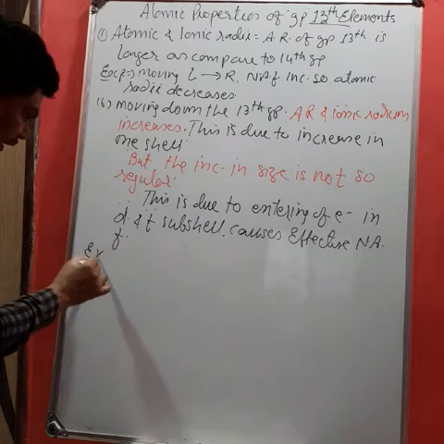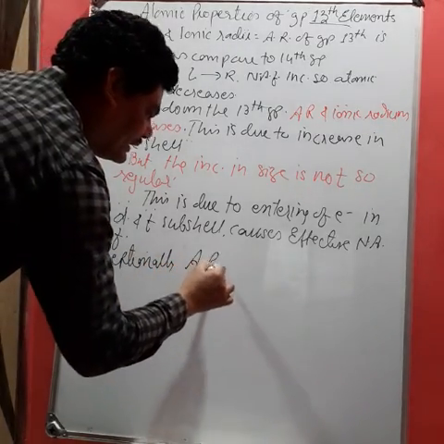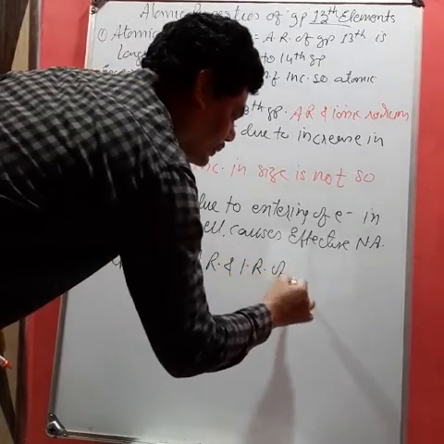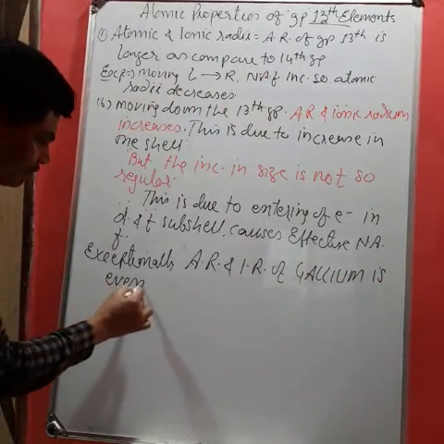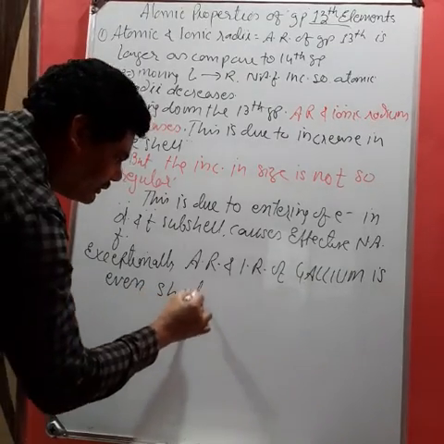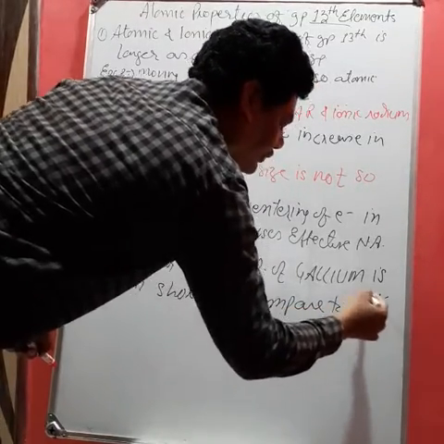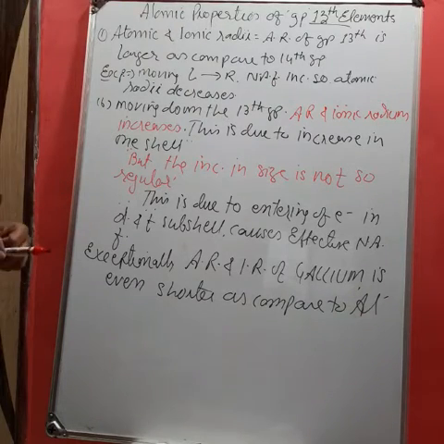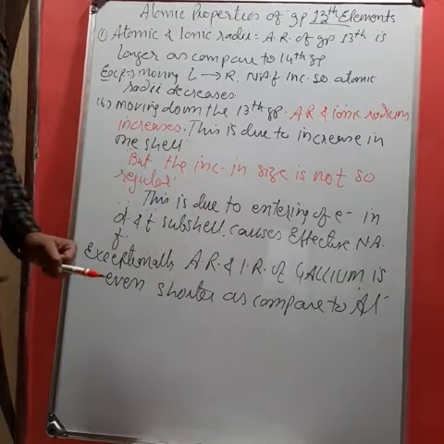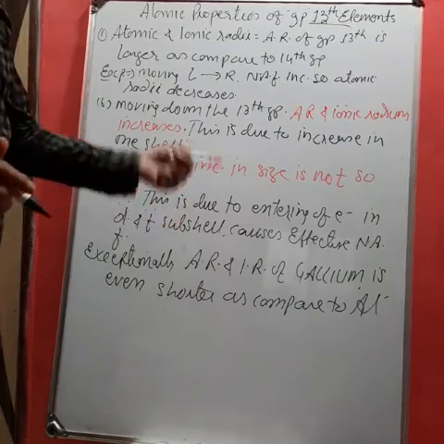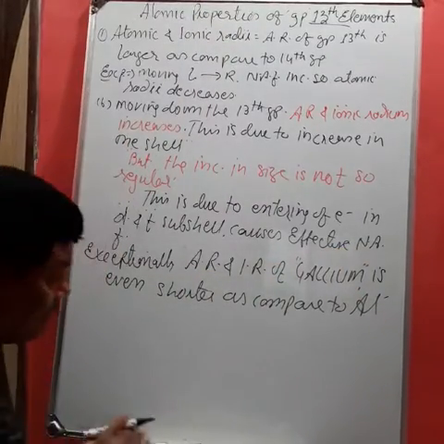Okay, exceptionally atomic radius and ionic radius of gallium is even shorter as compared to aluminum. Student, you know that gallium belongs to 4th period, while aluminum belongs to 3rd period. So gallium should have bigger size. But what we are observing here, the atomic size of gallium becomes even smaller as compared to aluminum.